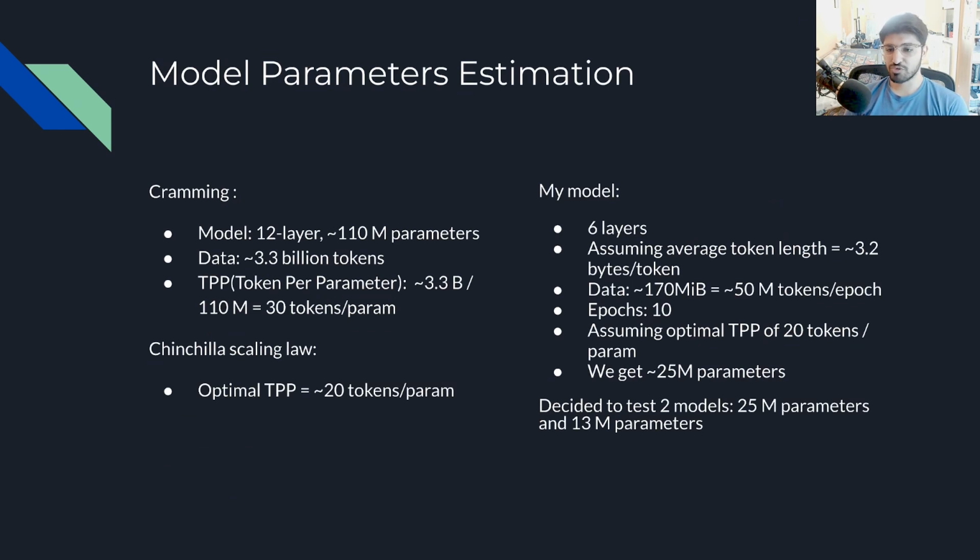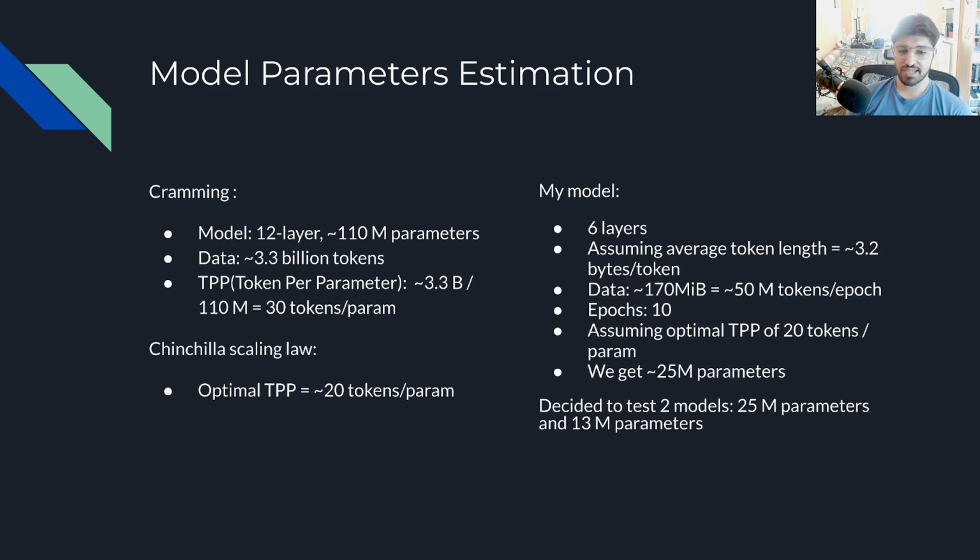Moving on to model parameters, the Cramming model uses 12 layers with a total of approximately 110 million parameters. The data comes to around 3.3 billion tokens, giving us a token per parameter value of 30. The Chinchilla scaling law states that the optimal tokens per parameter are about 20. More than that, and you have diminishing returns.